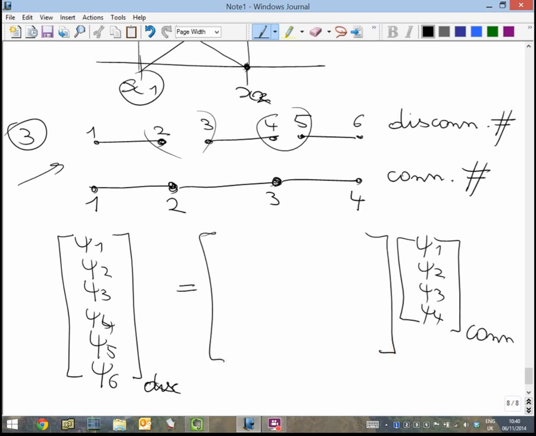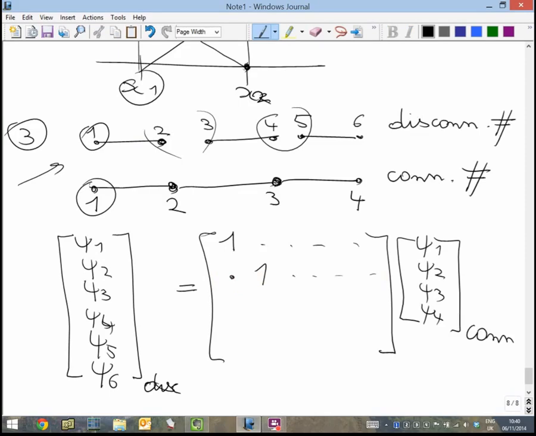Well, you can find a matrix for that, because you know that psi1 here in the disconnected numbering scheme is the same as psi1 in the connected numbering scheme. So we can put 1 here, and then all the rest is zeros. Psi2 in the disconnected scheme is psi2 in the connected numbering scheme. So here we put another 1, and all the rest is zeros.